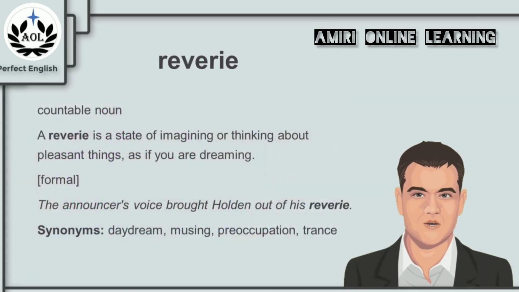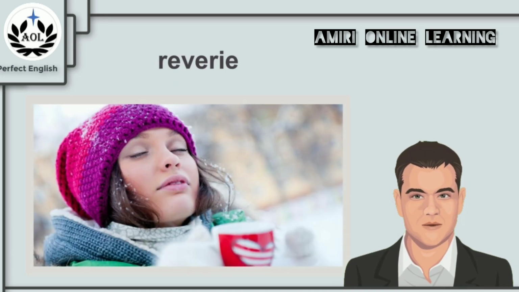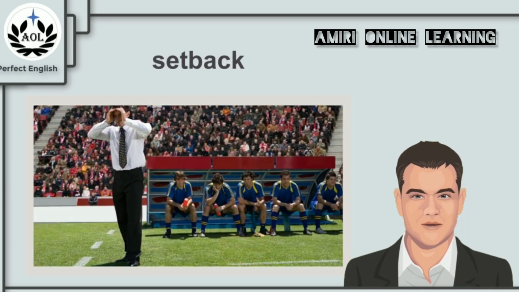A reverie is a state of imagining or thinking about pleasant things as if you are dreaming. And this is a formal word to use. For example, the announcer's voice brought Holden out of his reverie. And synonyms for reverie are daydream, musing, preoccupation, or trance. So the next time you remember the picture of this young lady closing her eyes, letting her imagination take her somewhere else, remember the word reverie and what it means. And now for the next key word, setback.